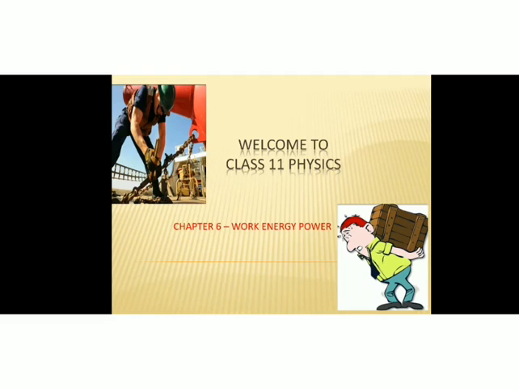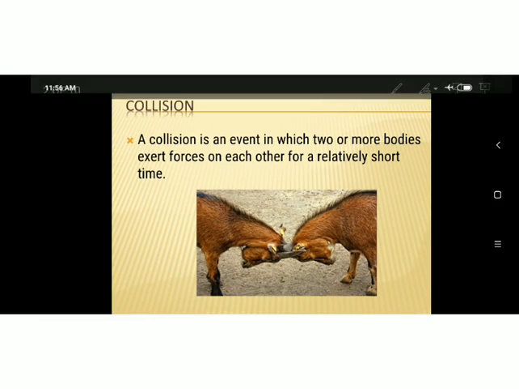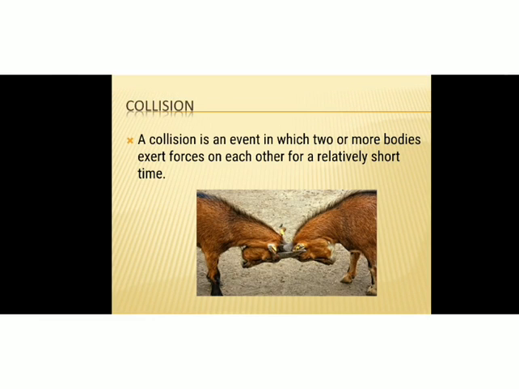Children, let's continue with our chapter 6, work, energy, power. Today we are going to discuss collision. So what do we mean by a collision? A collision is an event in which two or more bodies exert forces on each other for a relatively short period of time. As you can see in this figure, the two bodies are colliding with each other, and in this event the first body exerts a force on the other and the second body in turn exerts a reaction force on the first one.